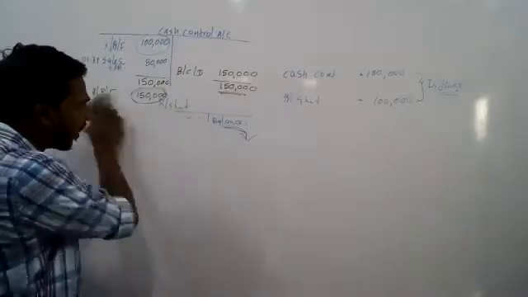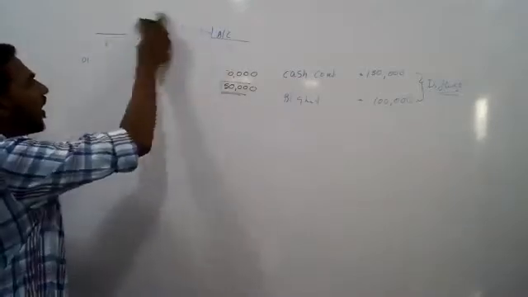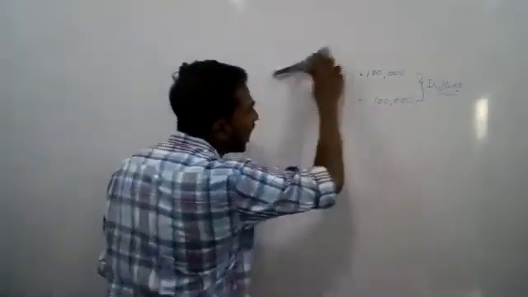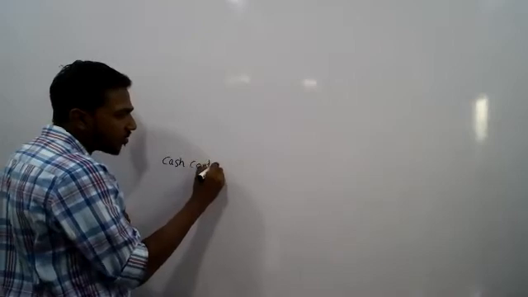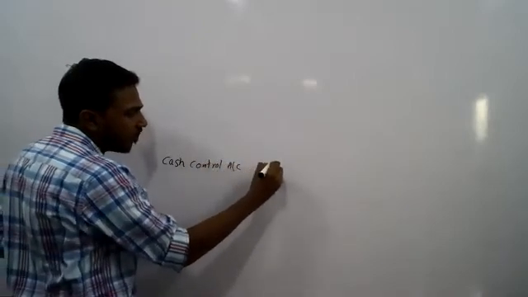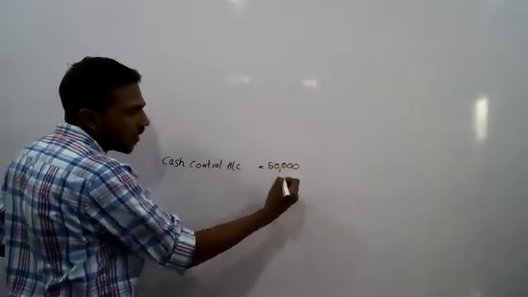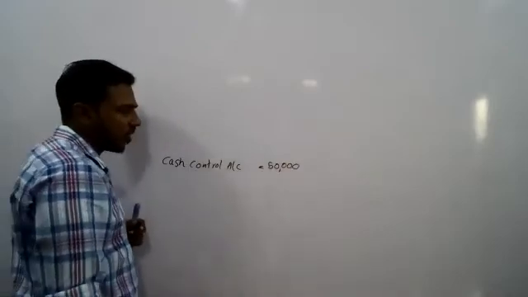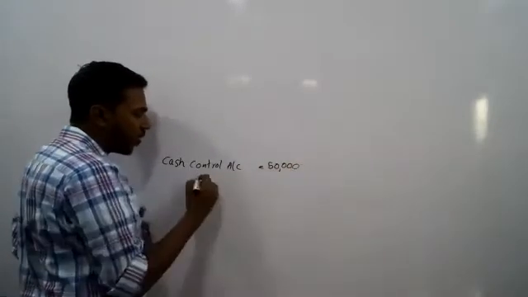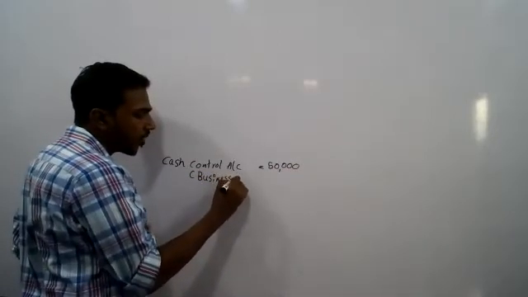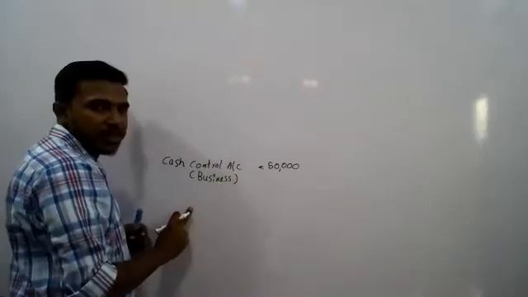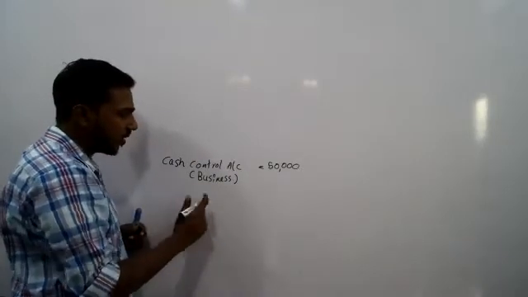Now, the first thing in a question, guys, is you have to identify the reasons for the difference. As an example, sometimes you would say, look here, our cash control account balance is 50,000. So who prepares the cash control account? This is prepared by the business, right?